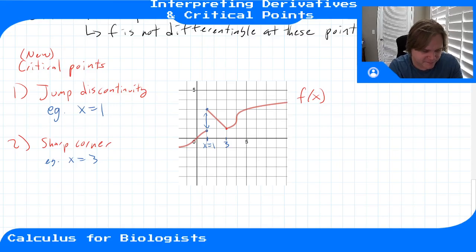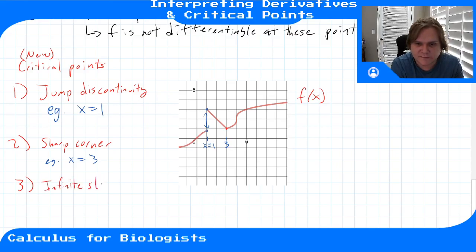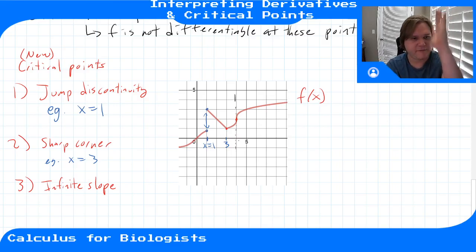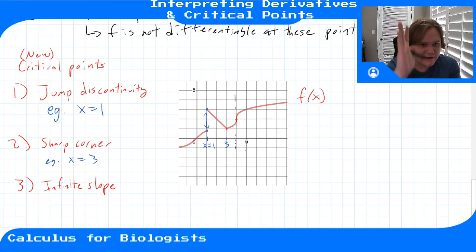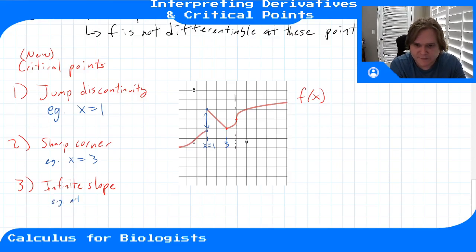And then the third problem is when you have an infinite slope. That would be here. You draw the tangent line here, and the tangent line would be straight up and down, which has a slope of infinity. That's like a vertical line, x equals some value, so there's no slope for that line. Here that happens at x equals 4.